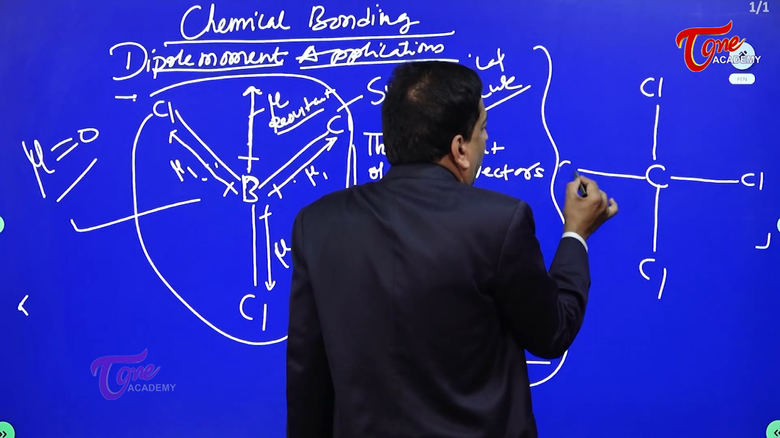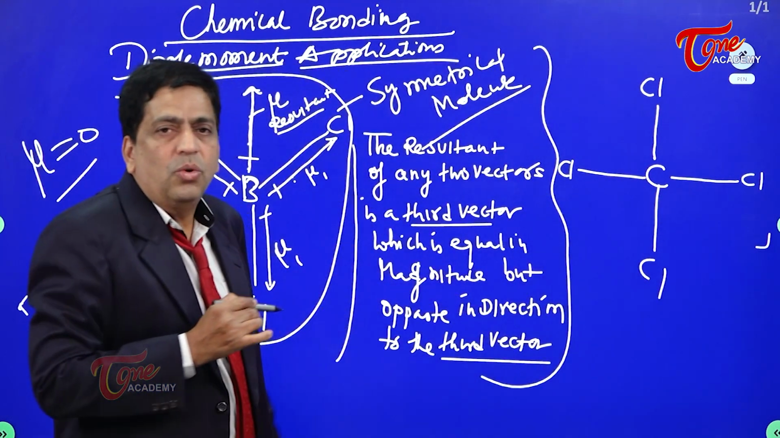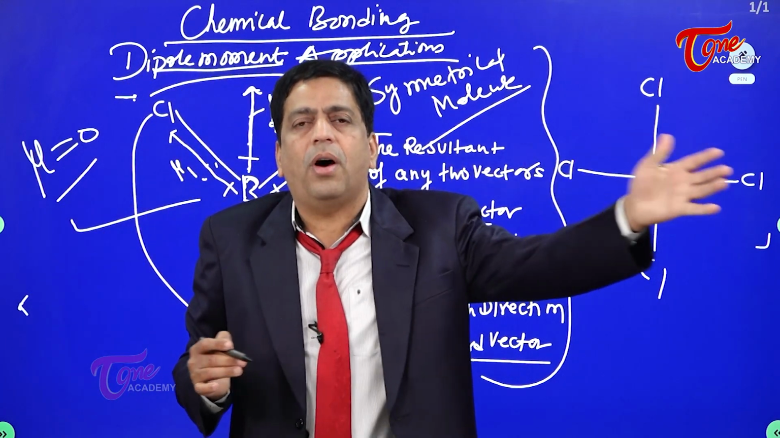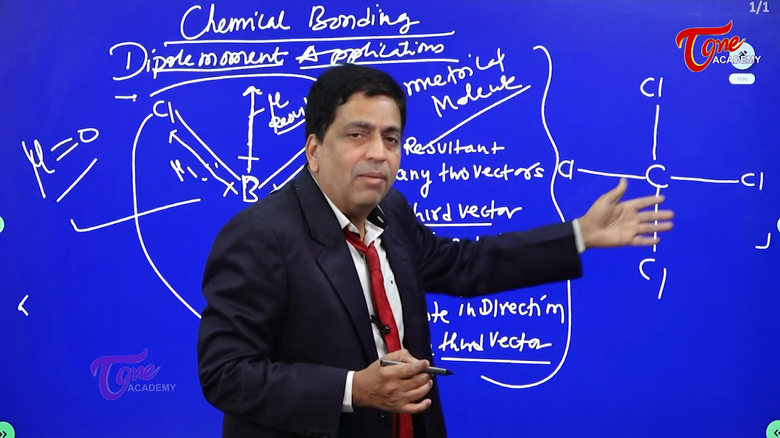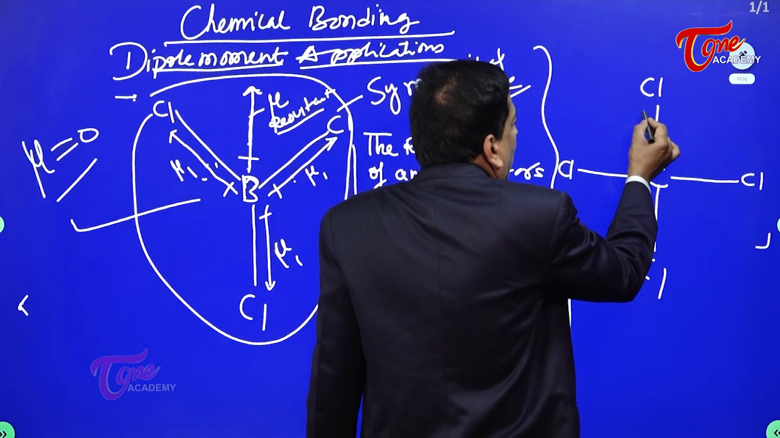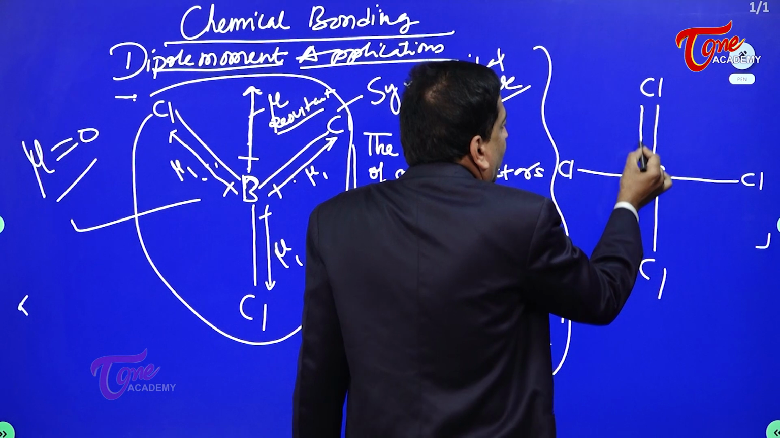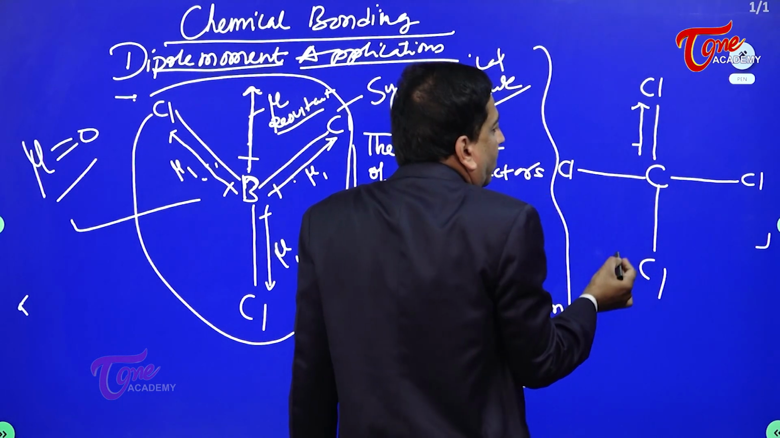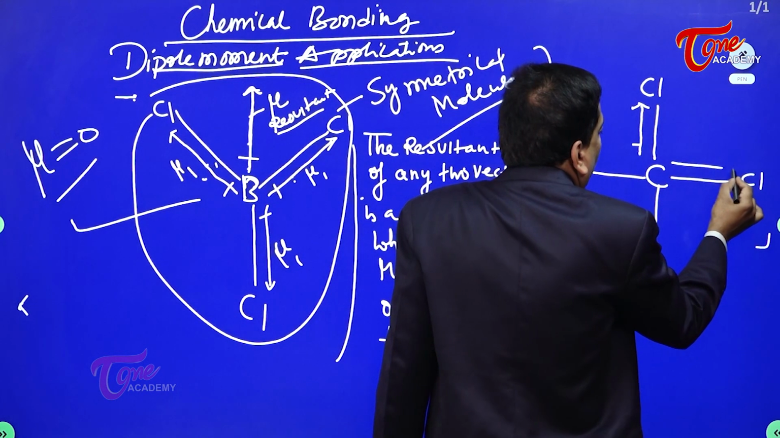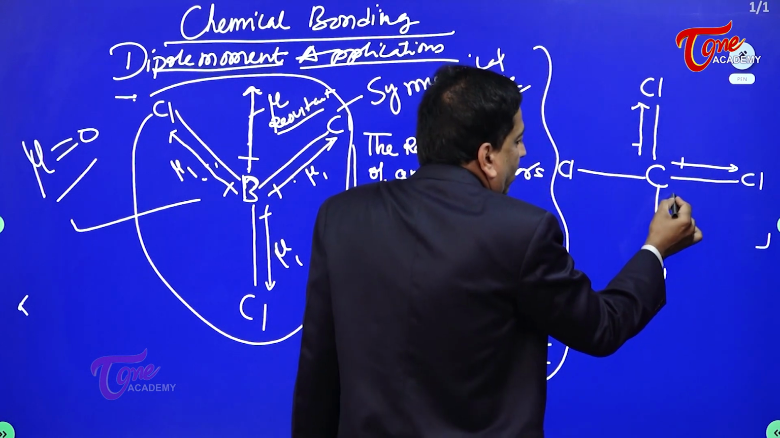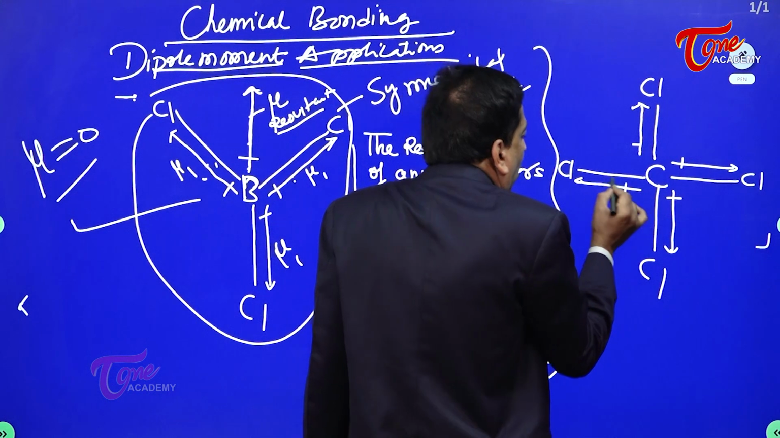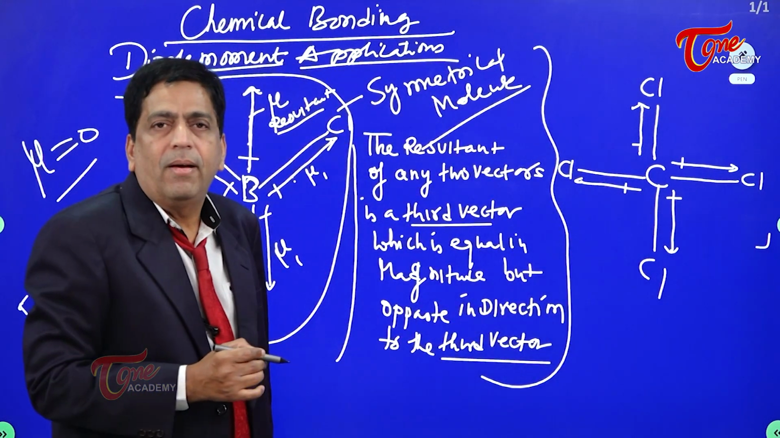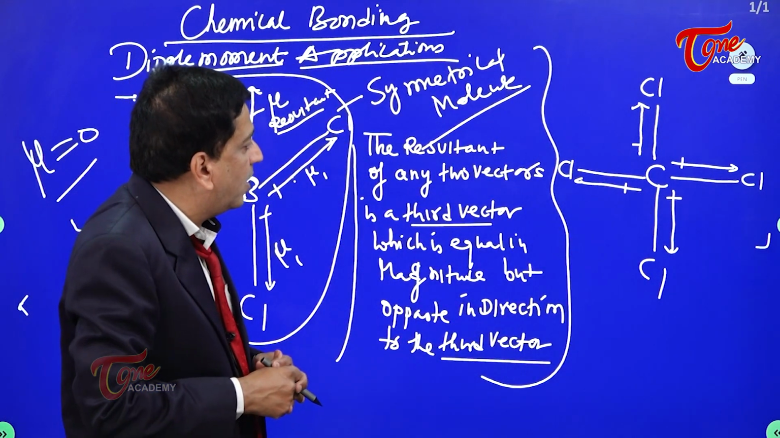This is carbon tetrachloride. You watch. You have 4 bonds, and all the 4 bonds are polar. When all are polar, let's point out the vectors. This is vector 1, this is vector 2, this is vector 3, and this is vector 4. You must understand, right? These are the vectors. Those are the dipole moments.